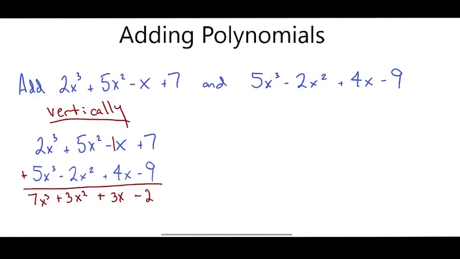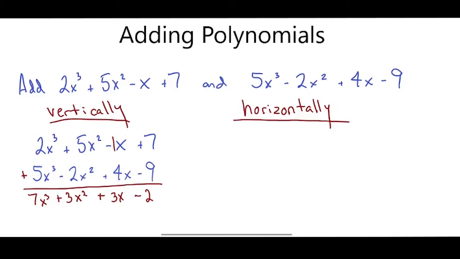So when we add them vertically, I get 2x to the third plus 5x squared minus x plus 7 plus 5x to the third minus 2x squared plus 4x minus 9 equals 7x to the third plus 3x squared plus 3x minus 2.